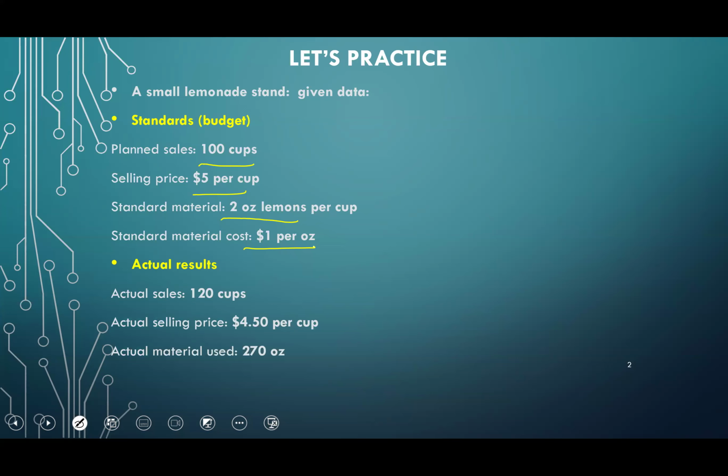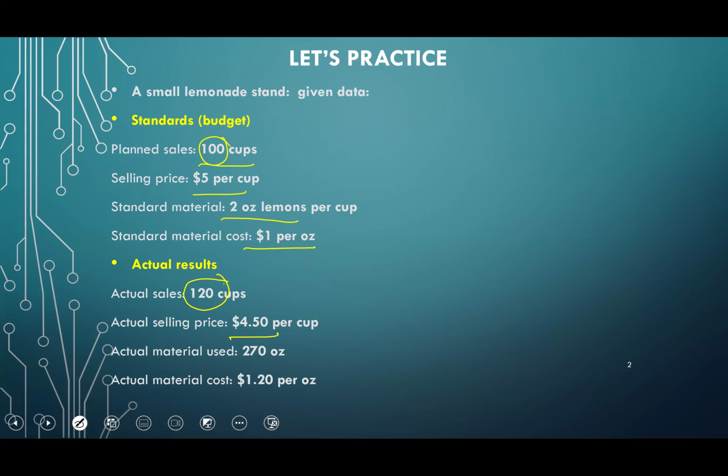Now we are given some actual numbers which came out at the end of the year. The company actually sold 120 cups, which is 20 cups more than what they had planned. Their actual selling price is also different than their budgeted selling price.